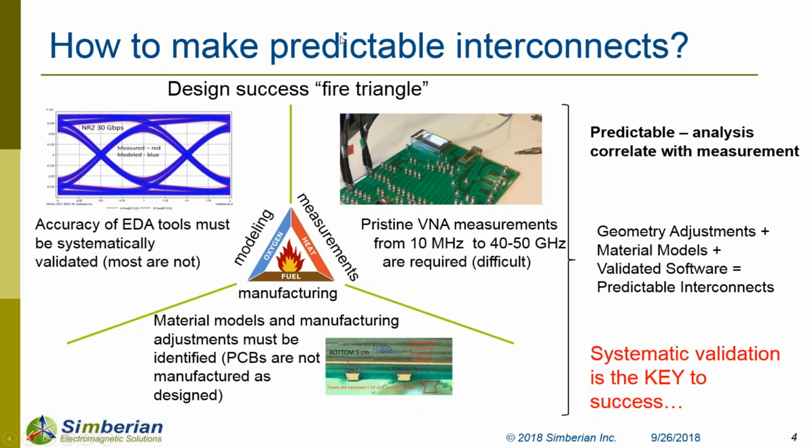And also measurements. We're going to see how we can do things in measurements so that we can trust our results more. In this case, predictable means analysis will correlate with measurement. The key elements for this are modeling, measurement, and manufacturing. And systematic validation is the key to success.